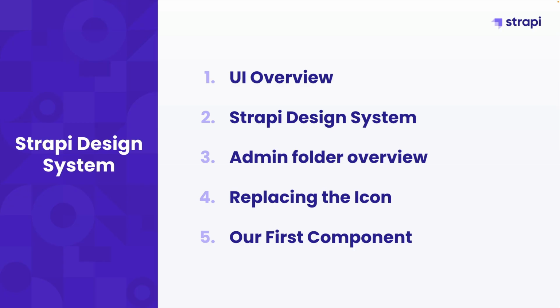So first, let's do a quick UI overview to see which components we're going to build for our to-do plugin. Next, we're going to take a look at Strapi design system, learn what it is and why you must use it when building a plugin for Strapi 4. After that, we're going to go in more detail into the admin folder in our plugin application to see where we're going to be writing and adding our components. Then we're going to slowly ease our way into making changes in our plugin by replacing an icon in our navigation, and I'll show you how to find the icons in our Strapi design system. And finally, we're going to build our first component.